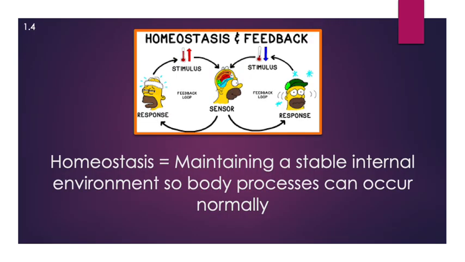Okay, let's get into our largest topic of chapter 1, homeostasis. Homeostasis, by definition, is maintaining a stable internal environment so that your body processes can occur normally. So we know that we can measure vital signs. So when we are looking at homeostasis, we are really evaluating normal conditions inside of the body and the set controls that they work at.